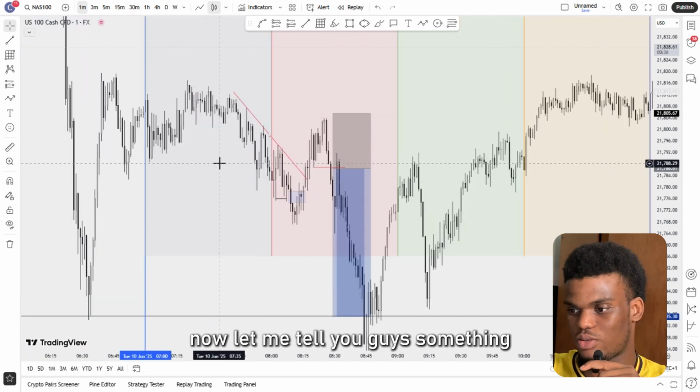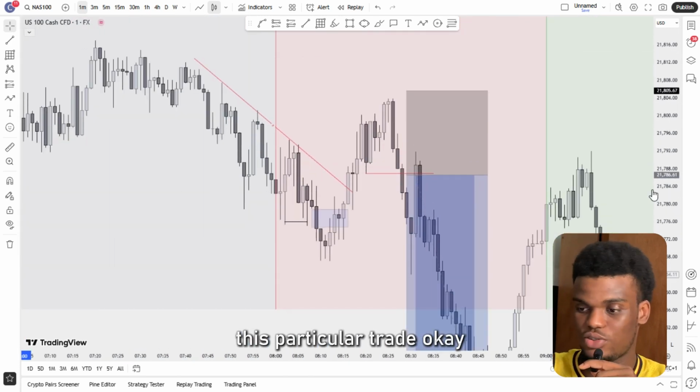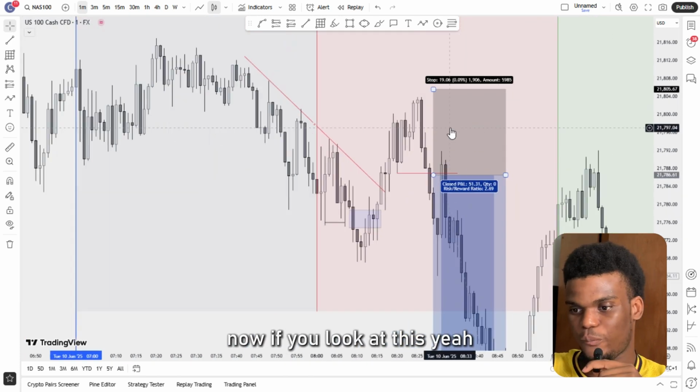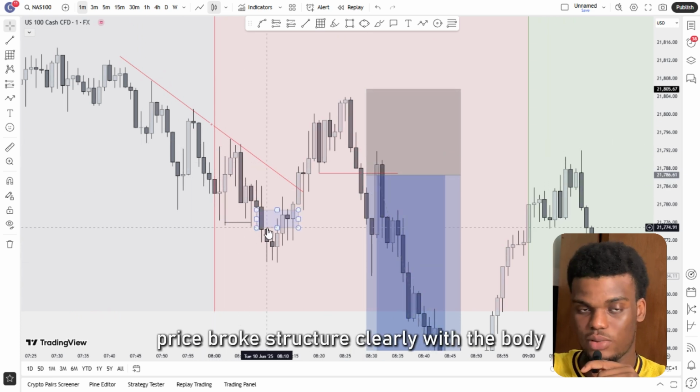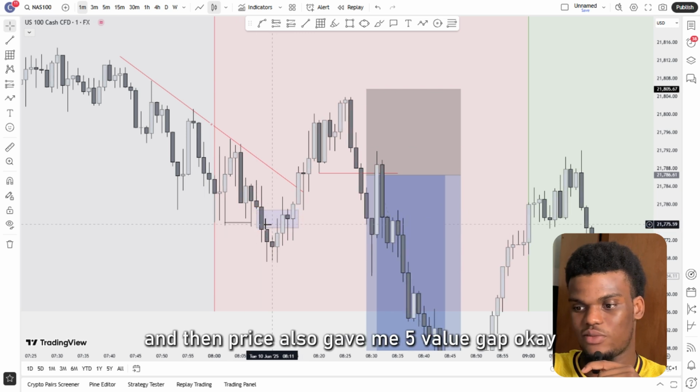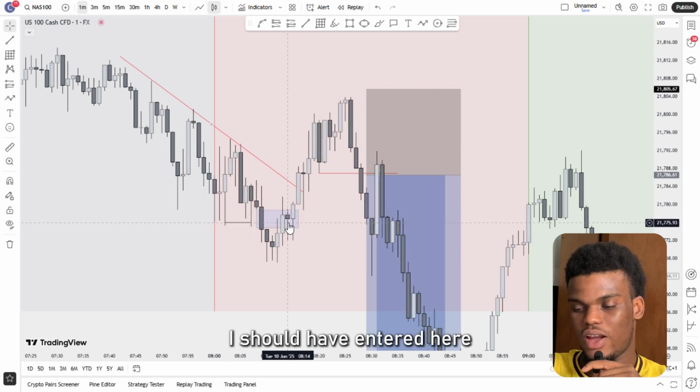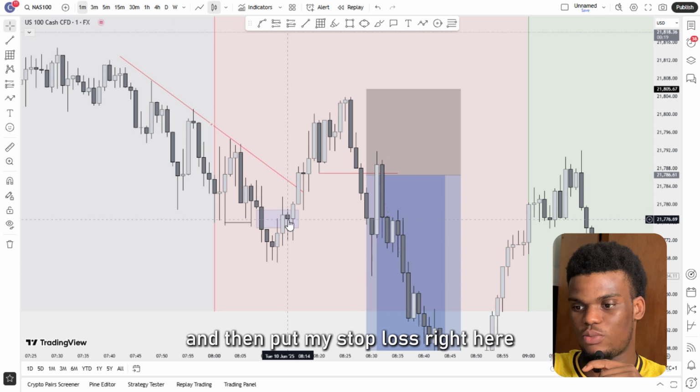Okay, now let me tell you guys something. I want you guys to learn something from this particular trade. Now if you look at this, after 8 o'clock, price swept this high, price broke structure clearly with the body, and then price also gave me a fair value gap. Okay, I should have entered here and then put my stop loss right here.